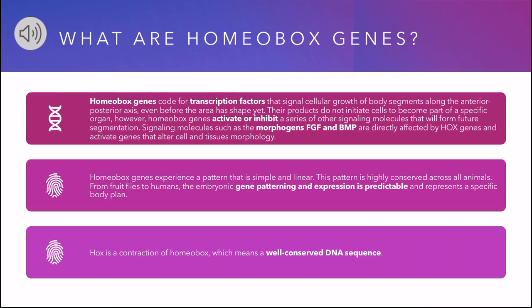Signaling molecules such as morphogens like FGF and BMP are directly affected by Hox genes, and they activate genes that alter cell and tissue morphology.